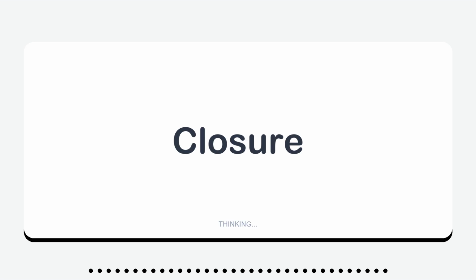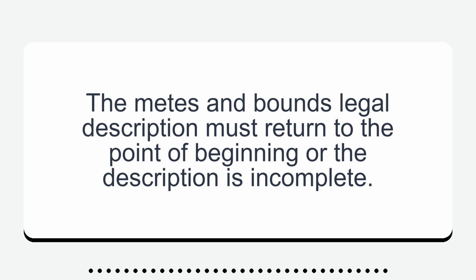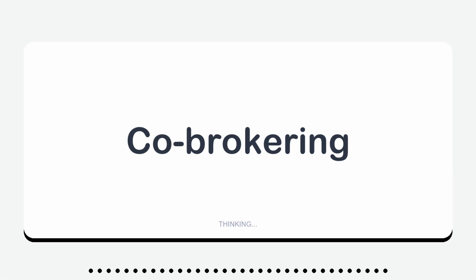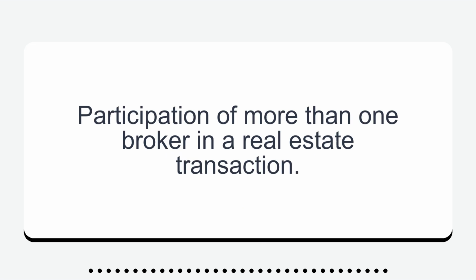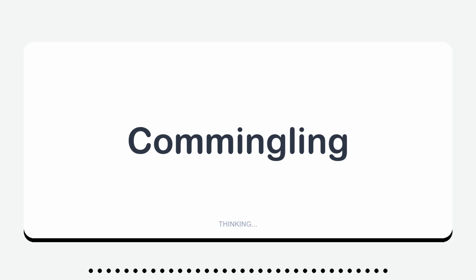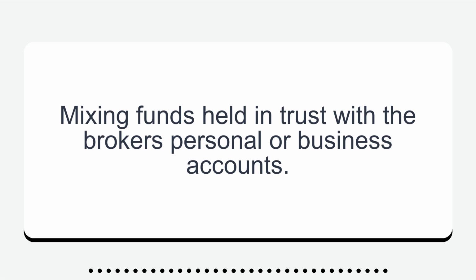Closure. The metes and bounds legal description must return to the point of beginning or the description is incomplete. Co-brokering. Participation of more than one broker in a real estate transaction. Commingling. Mixing funds held in trust with the broker's personal or business accounts.